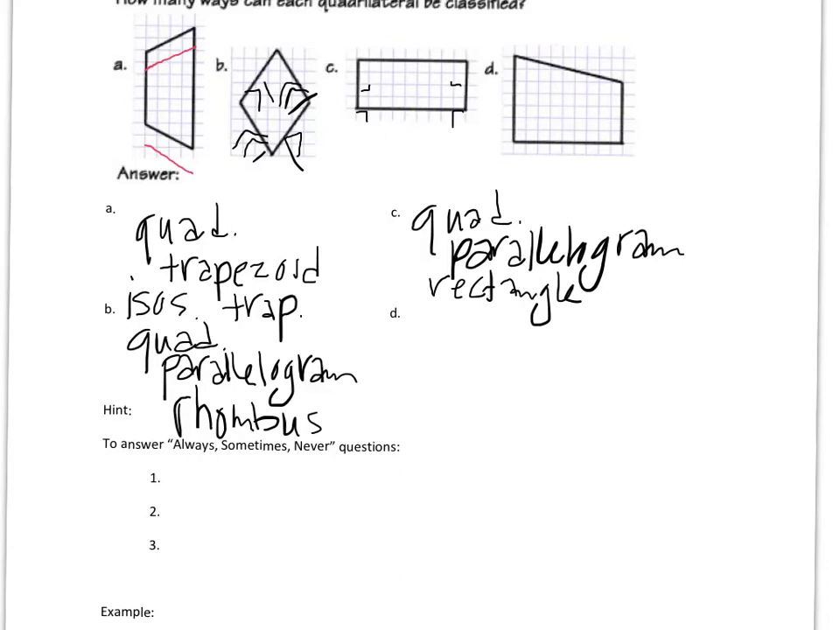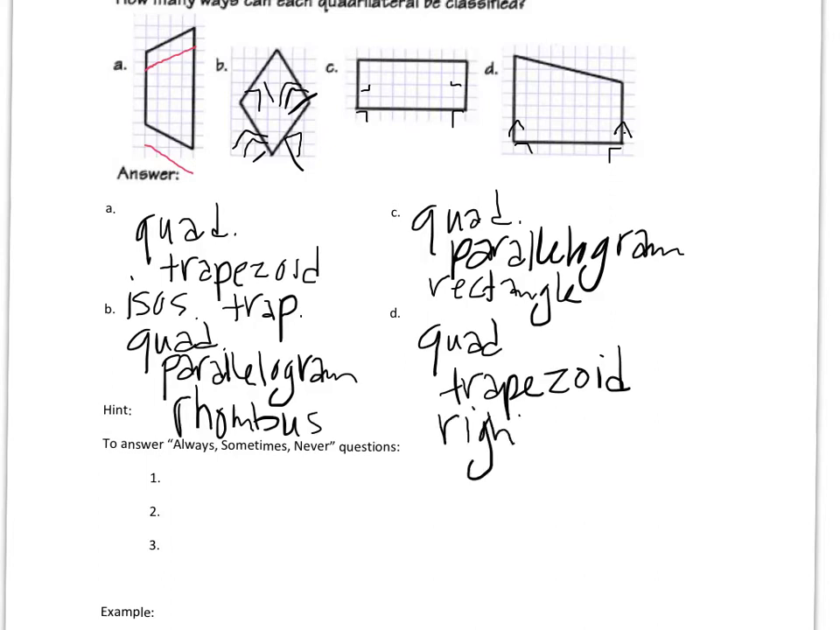And our last figure, once again, we know it's a quadrilateral. It has just one pair of parallel sides, not two, so it has to be a trapezoid. And is it a special kind of trapezoid? Well, I see this right angle right in here, and I actually see another one over here. So I know it has at least one right angle, so it has to be a right trapezoid. And I can't get any more specific than that. So those are all the names I can give to those figures.